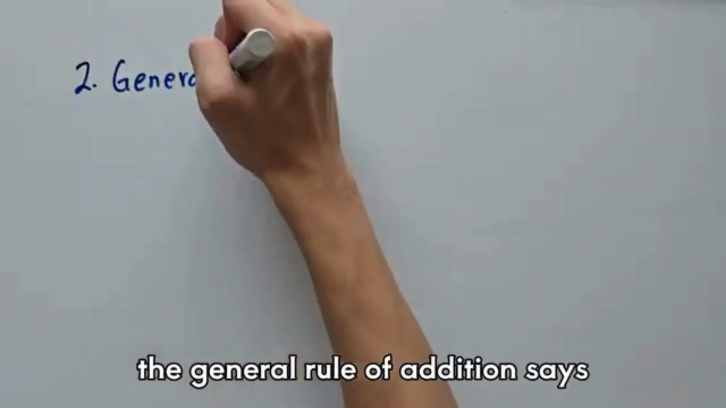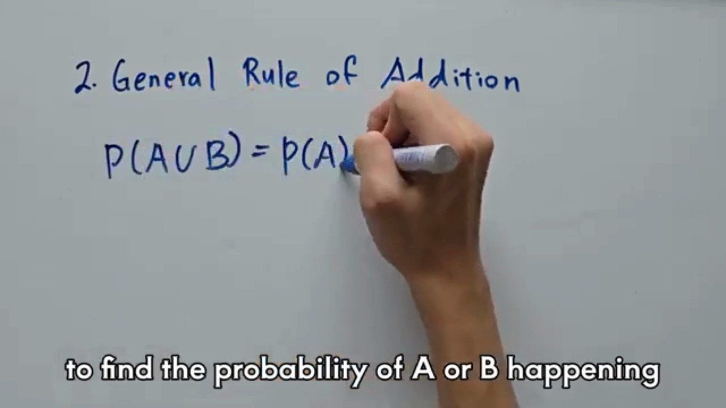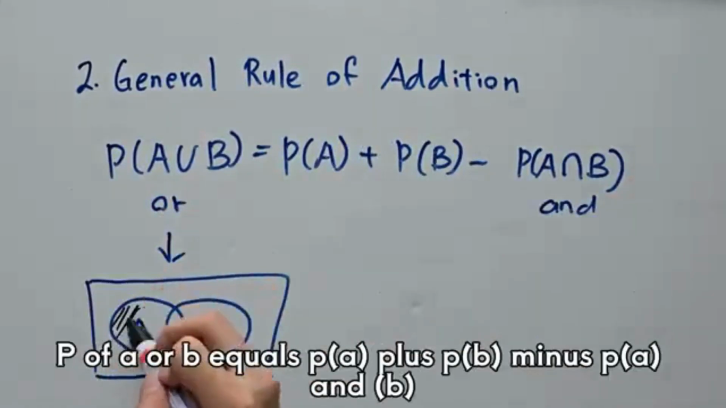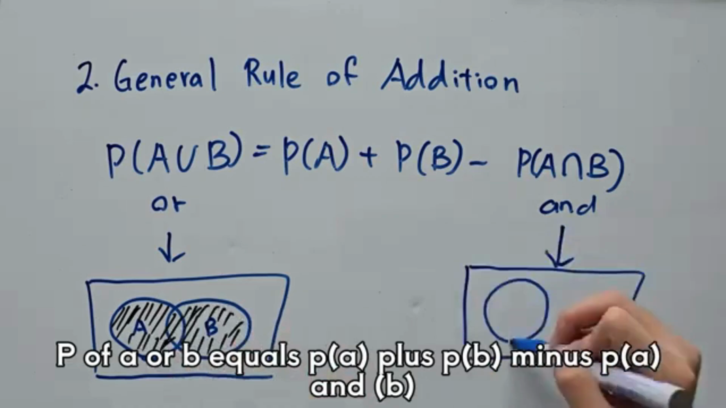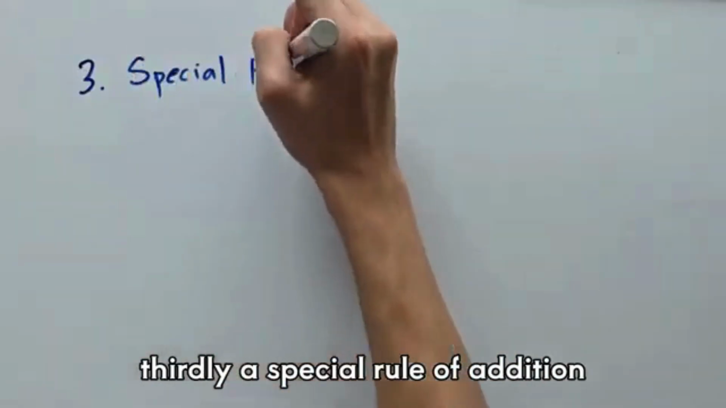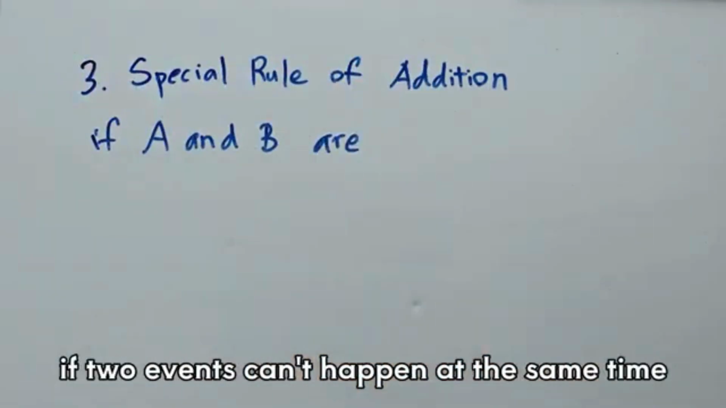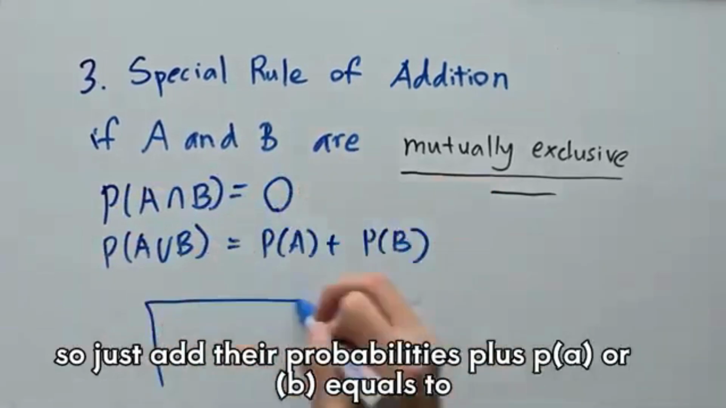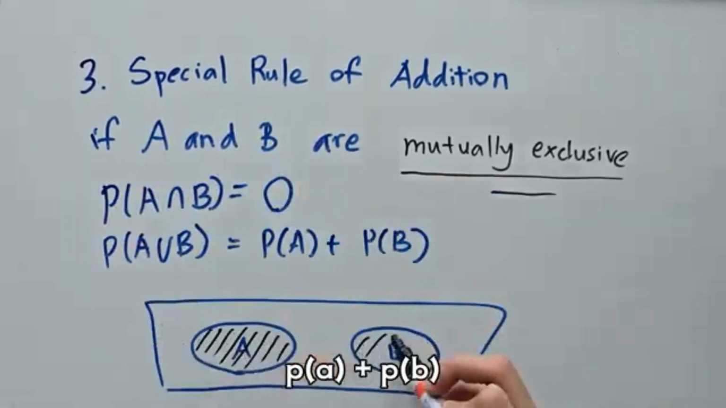The general rule of addition says to find the probability of A or B happening, add their probabilities, then subtract the overlap. P(A or B) equals P(A) plus P(B) minus P(A and B). Thirdly, the special rule of addition. If two events can't happen at the same time, they are mutually exclusive, so just add their probabilities. P(A or B) equals P(A) plus P(B).